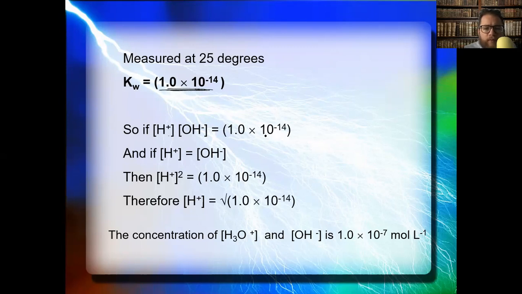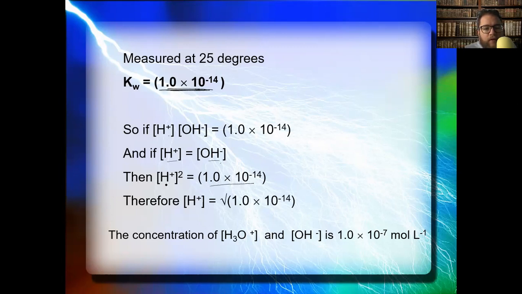Now, the other thing about it is when you're looking at water, the H plus concentration is equal to the OH minus concentration. So you could substitute in, instead of H plus concentration, OH minus concentration, or instead of OH minus concentration, H plus concentration. So in this case, we're going to slot in another H plus concentration instead of the OH minus concentration, because they're the same in water. So if you slot in the same, you get H plus concentration squared is equal to 1 by 10 to the minus 14, which is the Kw.